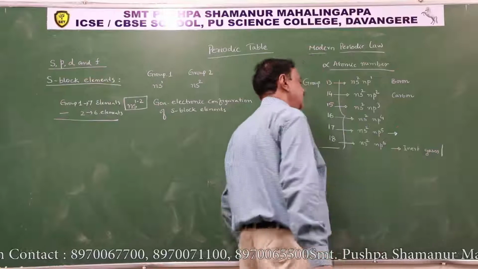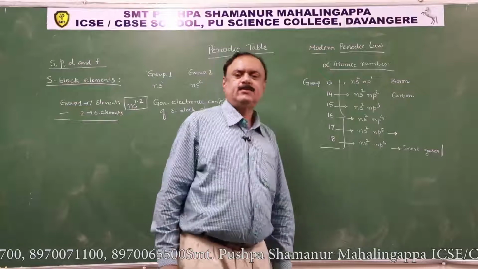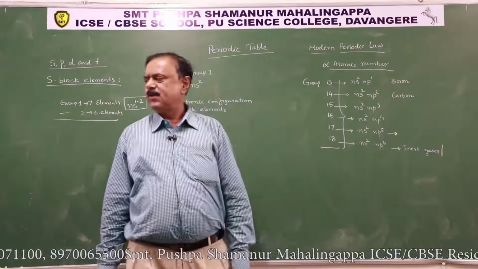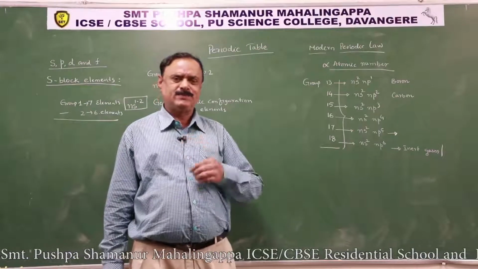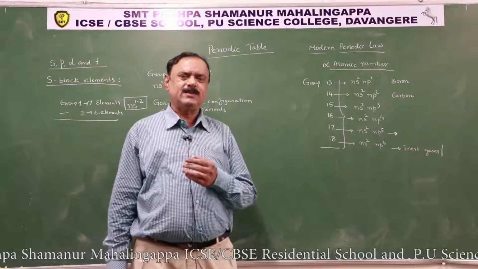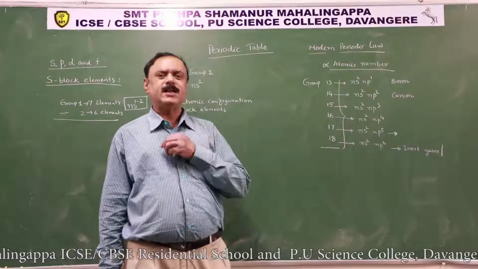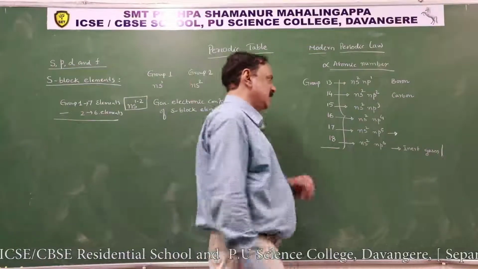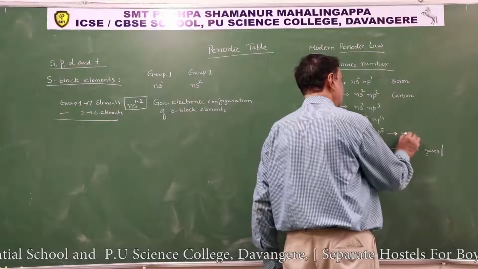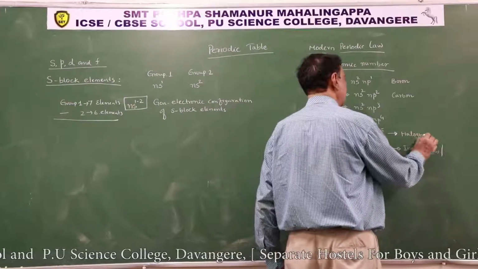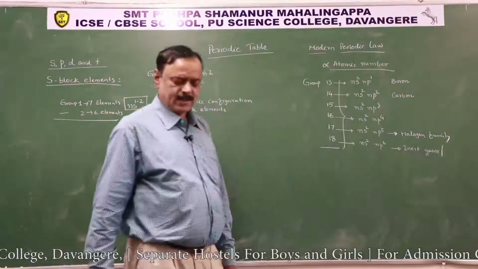Whereas in the 17th group, you know that the most electronegative elements of the modern periodic table are located in the 17th group. Starting from fluorine, chlorine, bromine, iodine, and astatine, that is a radioactive halogen. These elements have the general electronic configuration ns2 np5. They are considered halogen family elements.